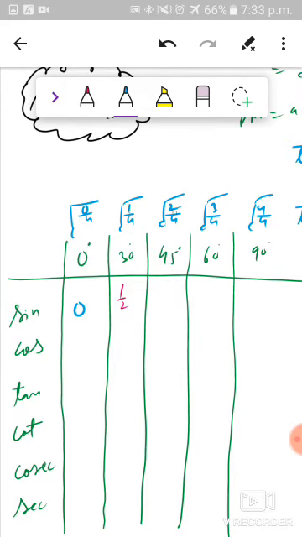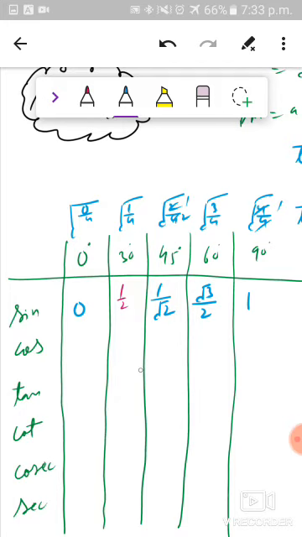Then 2, 2 by 4. Square root of 1 is 1 and square root of 2. So the value of sine 45 degree is 1 by root 2. Square root of 3 is root 3, and square root of 4 is 2. So sine 60 degree is root 3 by 2. 4 cancel by 4, square root of 1 is 1. So sine 90 degree is 1.